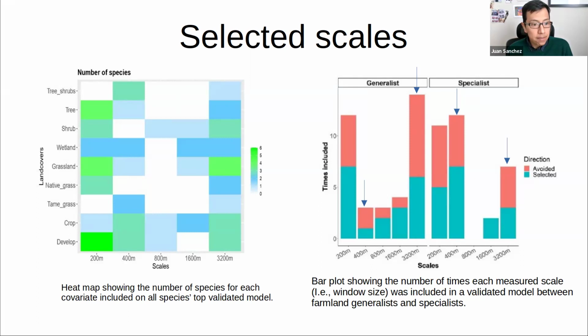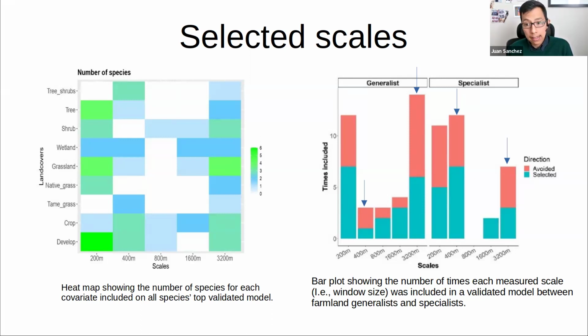So as you can see, there was a lot of variation in the selection of scales, and there was a strong selection between scales that were considered like the smallest scale and the large scale. Also, when I compared how a species selected scales between generalists and specialists, I could observe that specialists tended to select smaller scales in certain cases compared to generalists, while generalists were selecting larger scales.